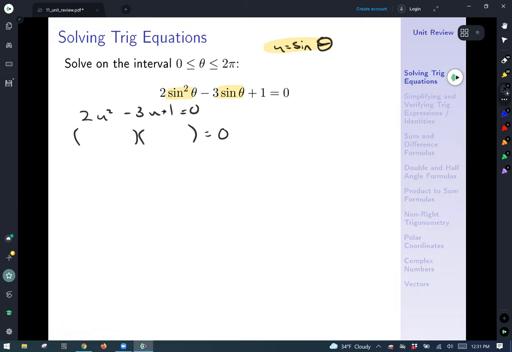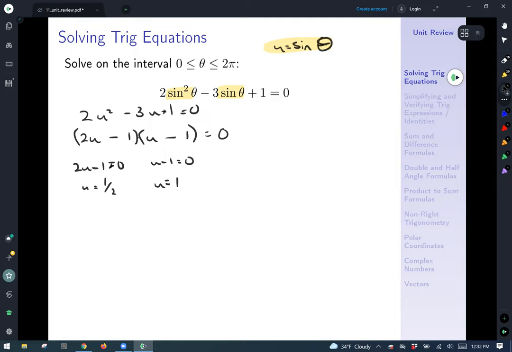Anything of the format ax squared plus bx plus c equals 0, you try and factor it. So 2u and u is the only way you can get 2u squared. 1 and 1 is the only option there. And to get negative 3, you need negative, negative. Two things multiplied together equal to 0. One of those two things has to be 0. So 2u minus 1 equals 0 and u minus 1 equals 0. We'll set them both independently equal to 0 and solve them. 2u minus 1 equals 0 leads to u equals 1/2, and u minus 1 equals 0 leads to u equal to 1. Now it's time to reverse our substitution.